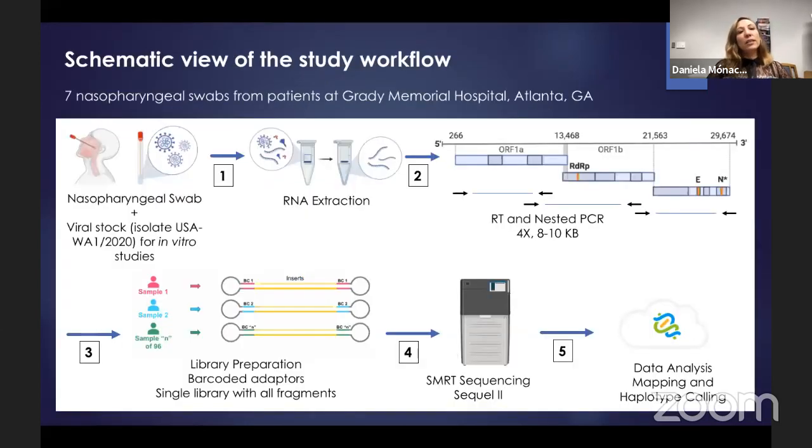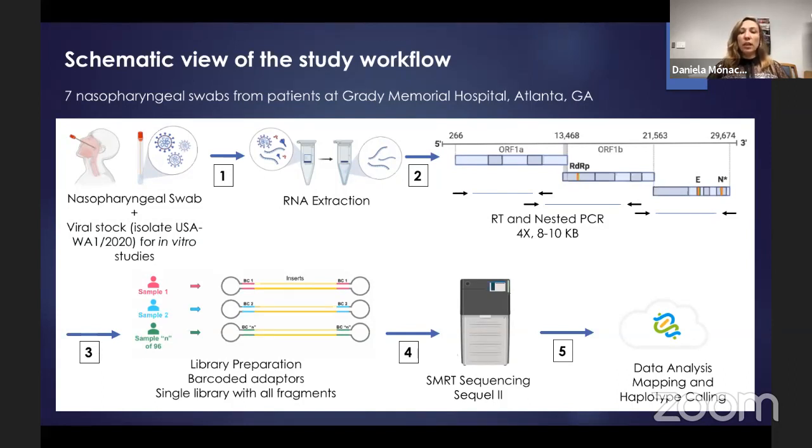So this is a schematic of the workflow that we did. We started with 7 nasopharyngeal swabs that we obtained from Grady Memorial Hospital here in Atlanta, Georgia. This is one of the main hospitals in the city. We also had a viral stock from an isolate from Washington, here in the US also, that has been used for in vitro studies, so it has been through several passages. What we did was extract the RNA and do an RT and nested PCR of 3 overlapping segments that cover almost the complete genome of the virus.